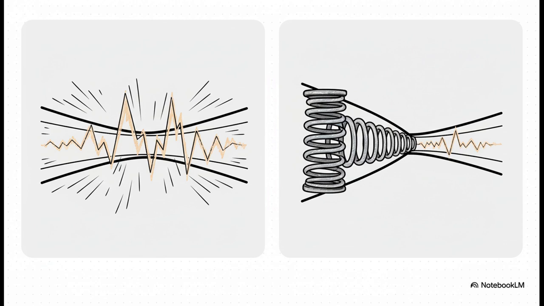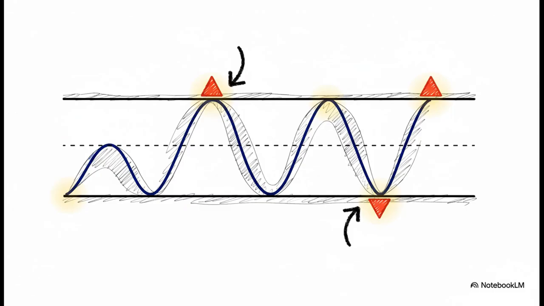The second big signal is where the price is inside the bands. So when the price touches that upper band, it's considered statistically high, or what we call overbought. And when it touches the lower band, it's statistically low, or oversold. This whole idea is based on a concept called mean reversion, which is just the theory that prices, after making a big move, tend to snap back toward their average. The bands basically give us a visual map of where those extremes are.